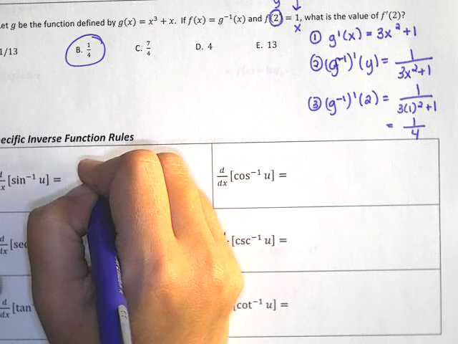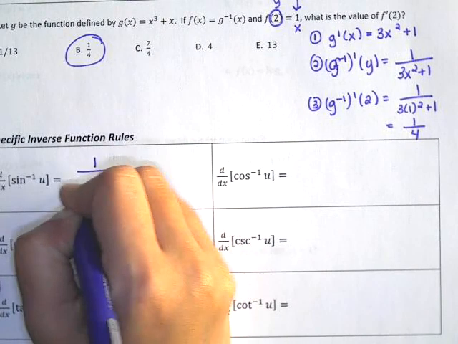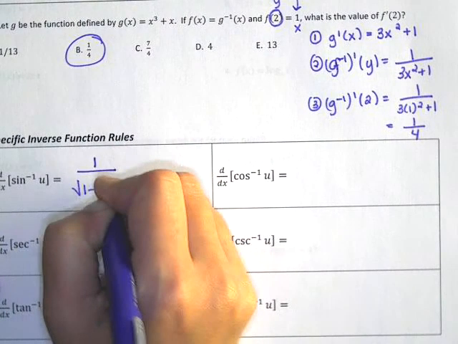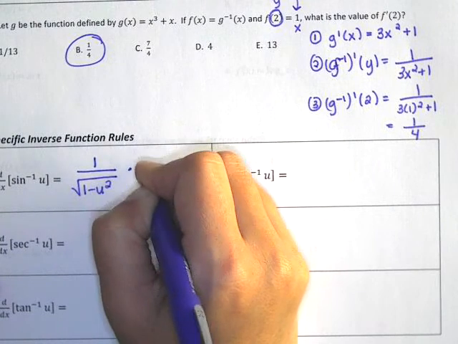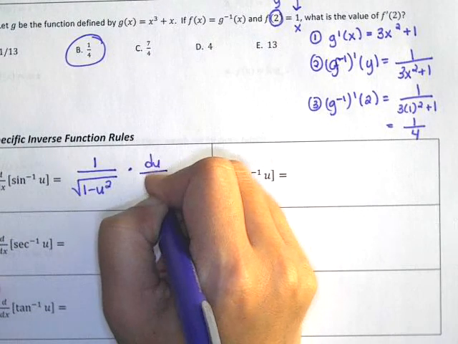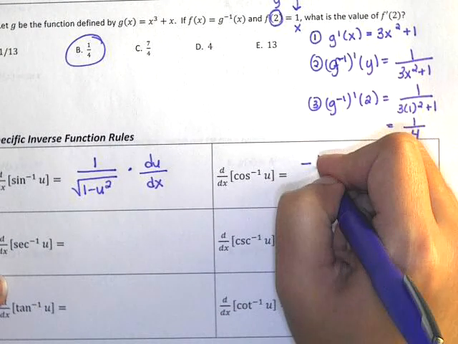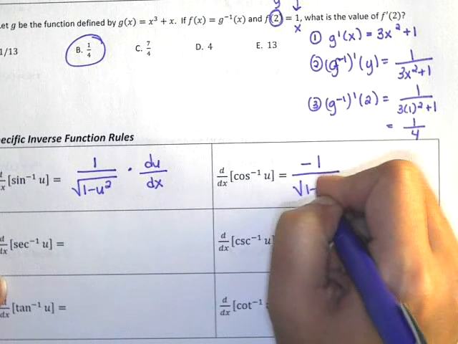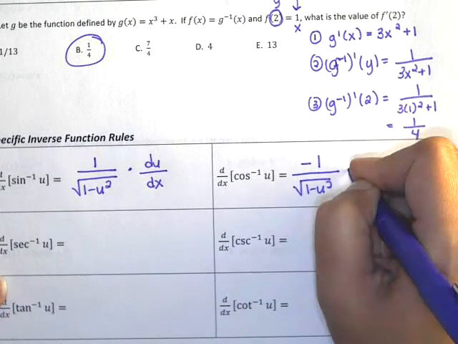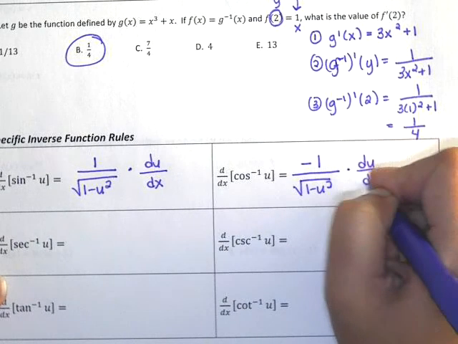To find the derivative of inverse sine, we would do 1 over the square root of 1 minus u, the inside stuff, squared. And then don't forget the chain rule, multiply by du dx. To do the derivative of inverse cosine, you would just make that same formula that you had for sine negative. And then, of course, don't forget the chain rule.